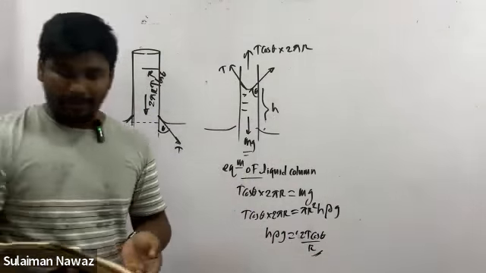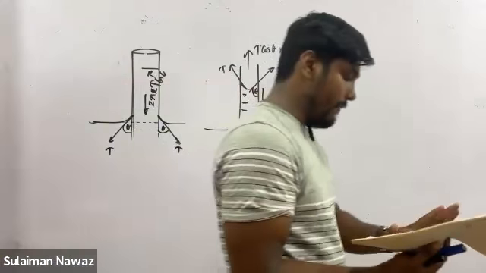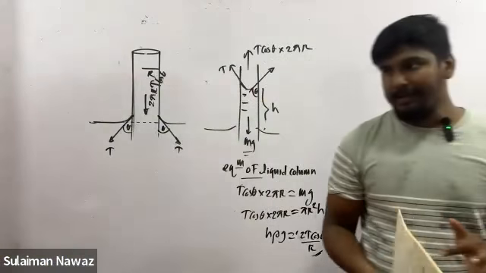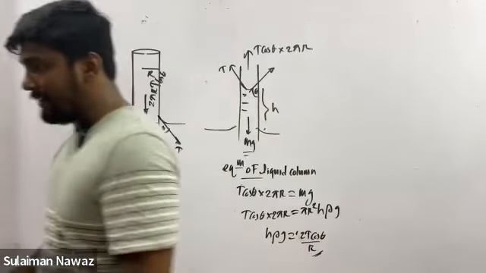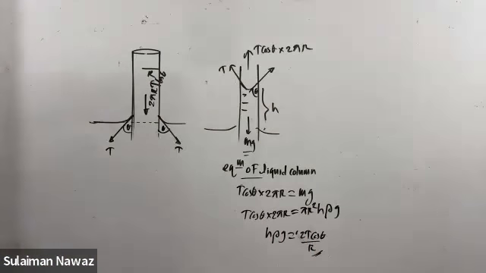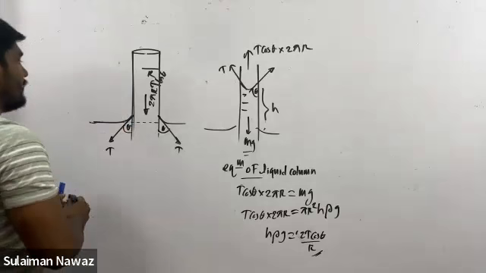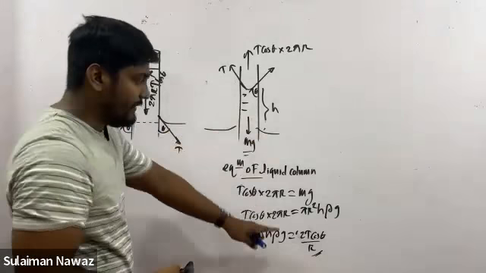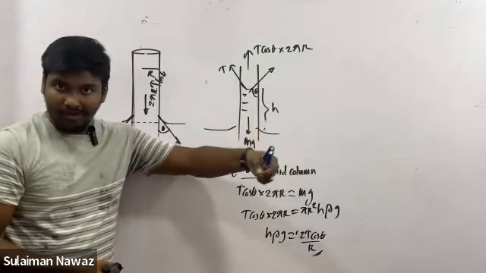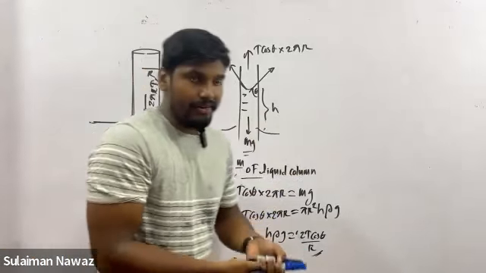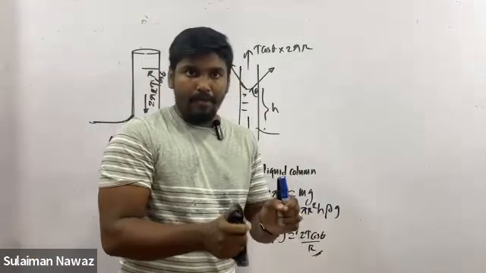Now put down another subtopic: liquid rise between two parallel plates. Next subtopic is liquid rise between two parallel plates. Same idea now. How do we derive this equation? In a very similar manner. You want to derive the equation for liquid rise between two parallel plates.